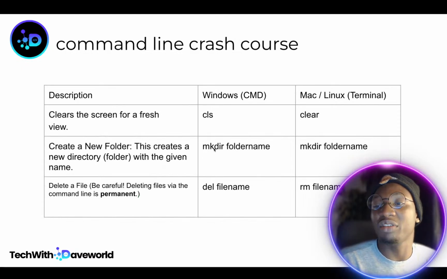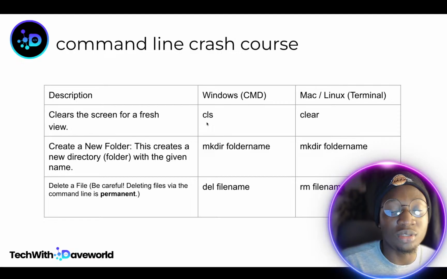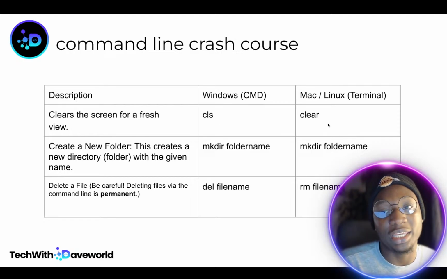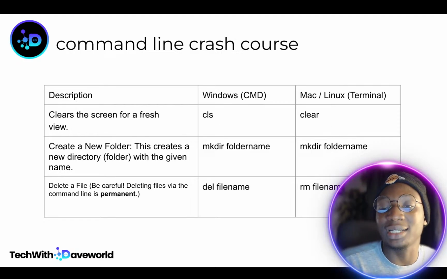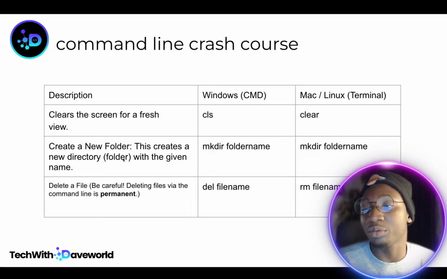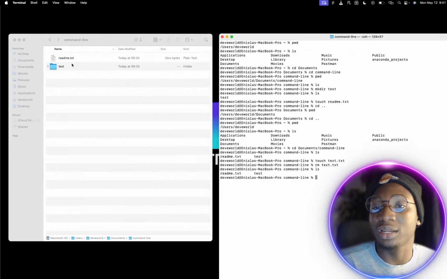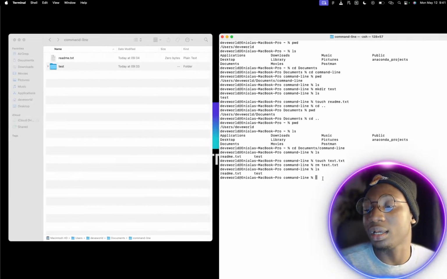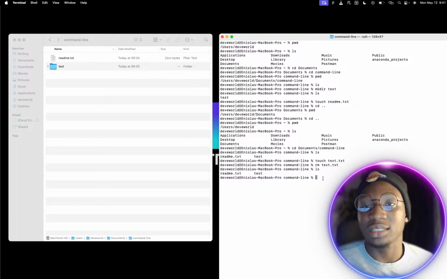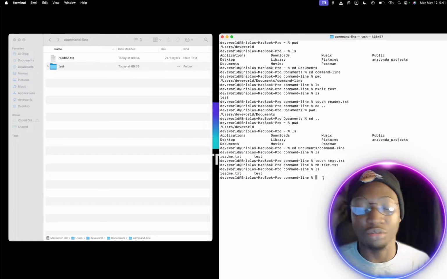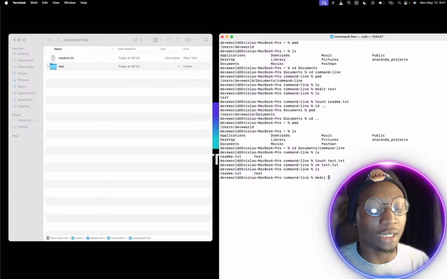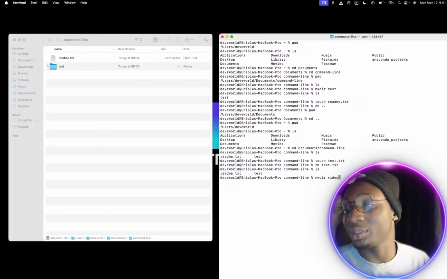So we've also looked at how to clear our screen, right? CLS if you're using Windows, and if you're using Mac, CLEAR, all right? And next we also looked at how to create a new folder, right? By using mkdir, right? So if I want to create another new folder that is called let's say videos, I'll just say mkdir and I'll say videos, right? Once I click enter, you'll see it gets created here.